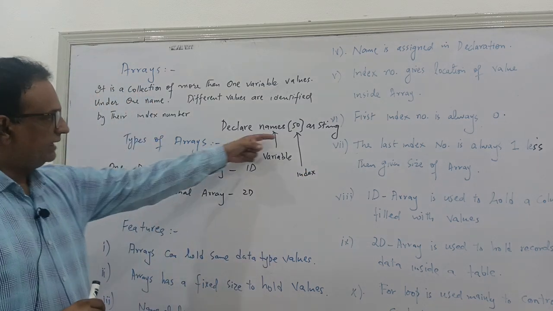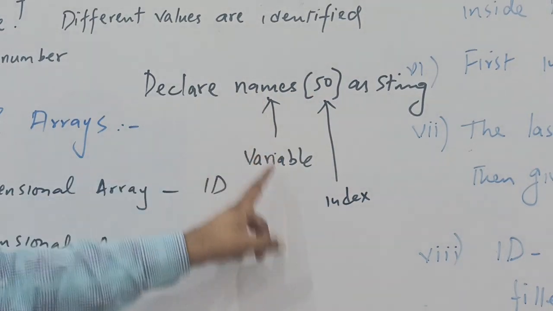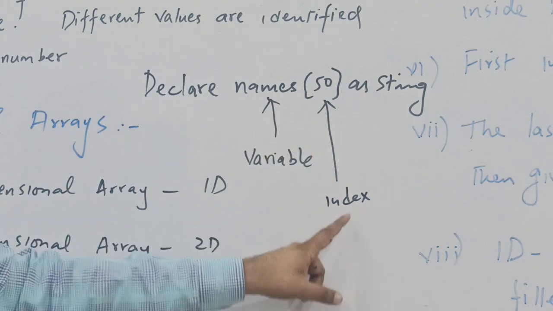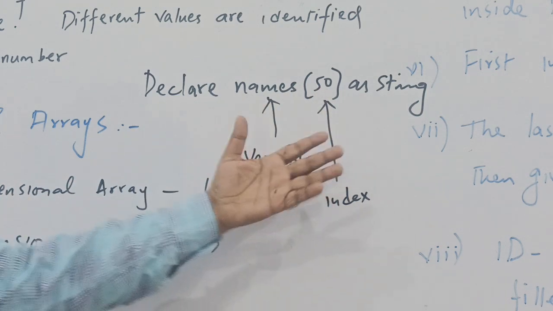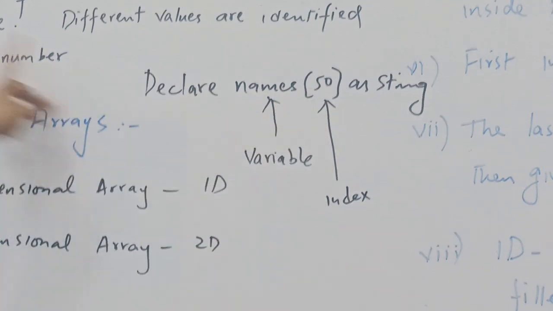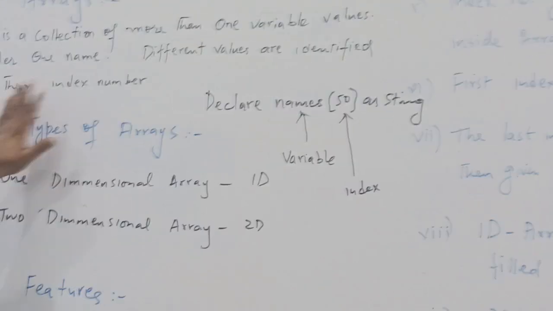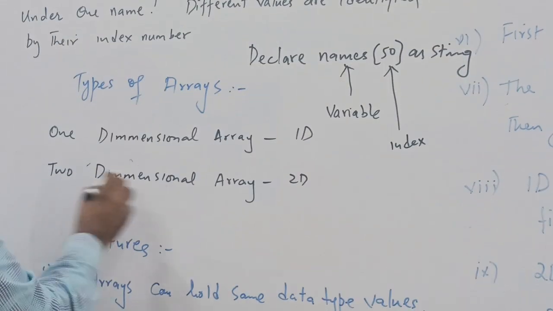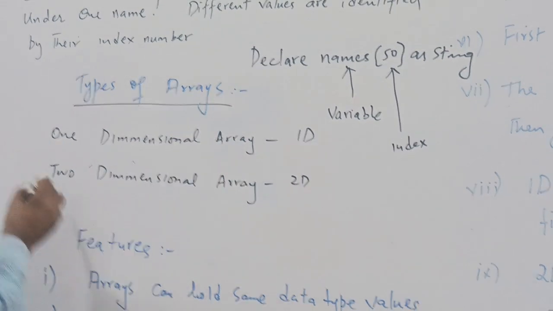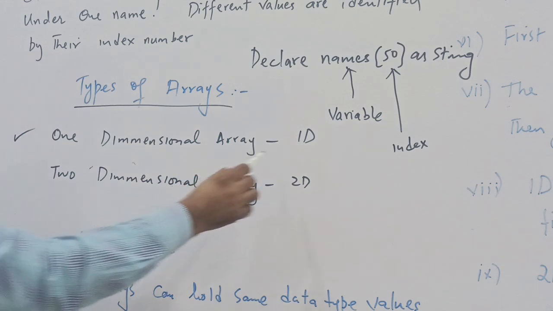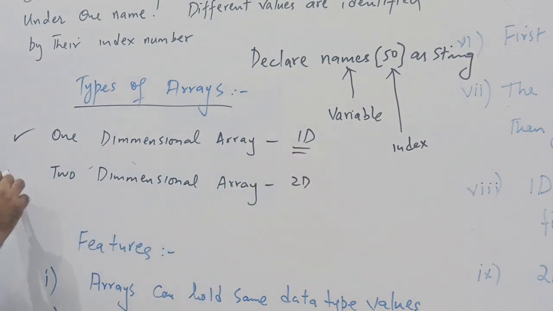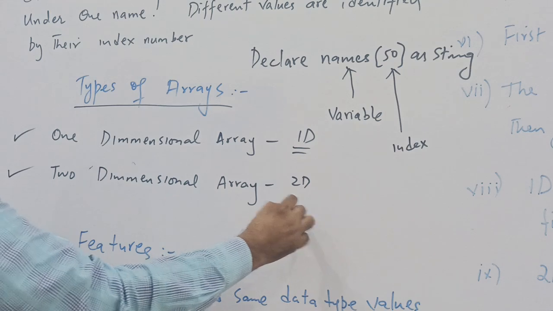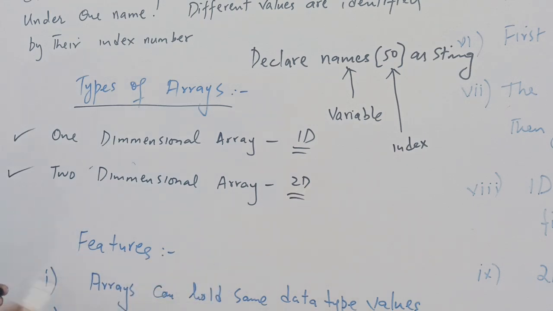The name of the array consists of two parts. The first part is called the variable name and the second part is called the index number. So the 50 names are differentiated by the index numbers. Different values are identified by their index number. Hopefully this clears up the definition for you. Now coming to our syllabus. In our syllabus we have two types of arrays. The first type is called a one-dimensional array, also referred to as 1D. The second is the two-dimensional array, referred to as 2D. In practical programming there are also three-dimensional arrays and four-dimensional arrays.